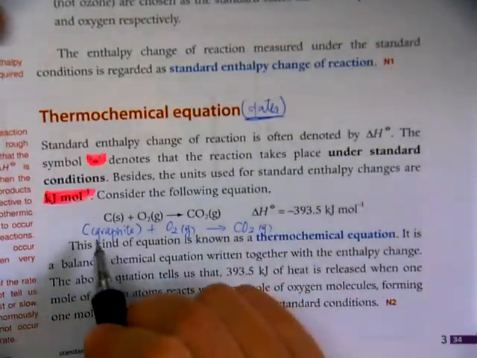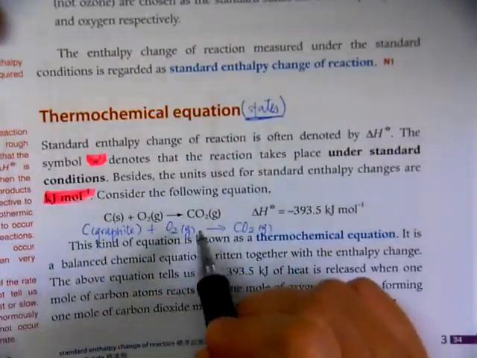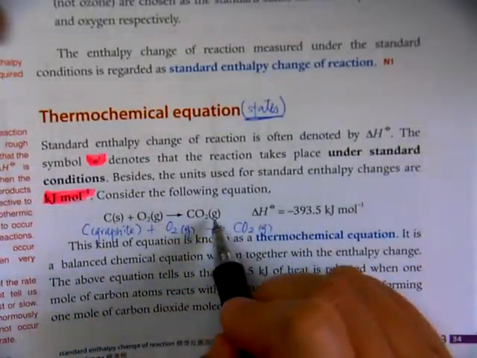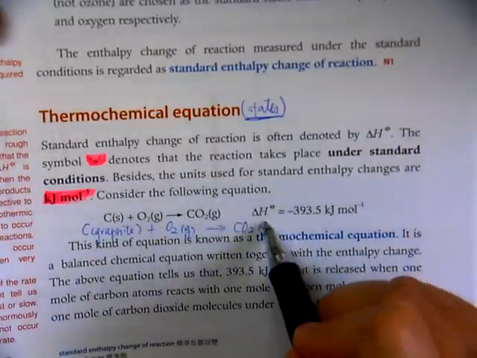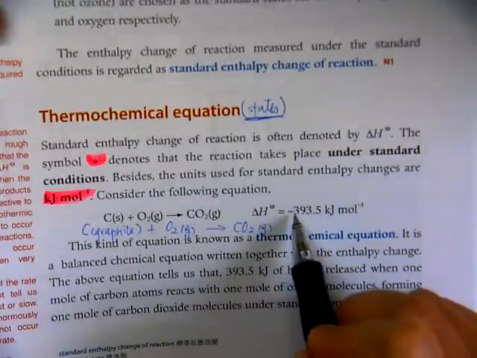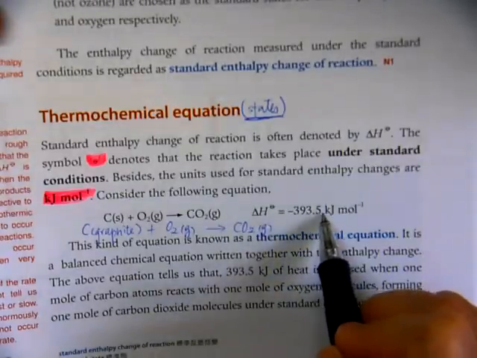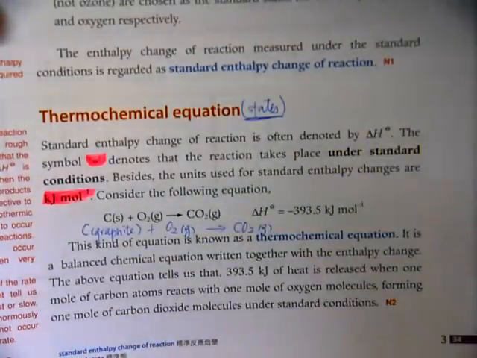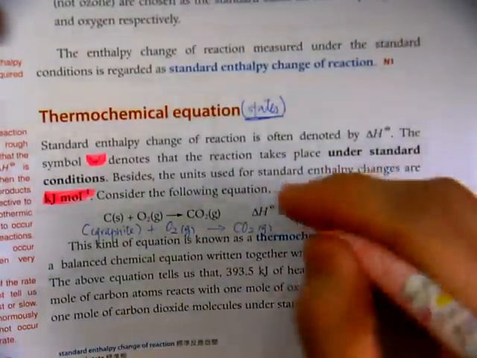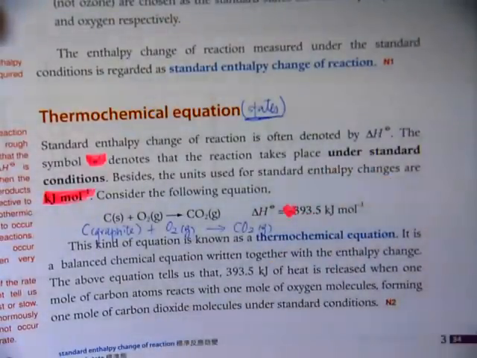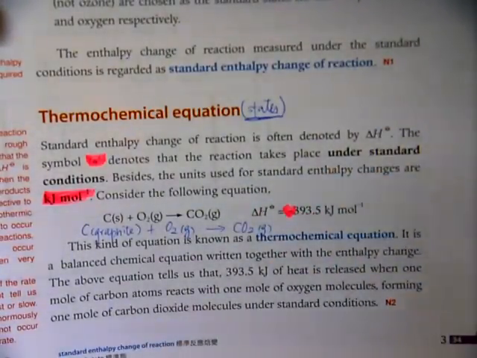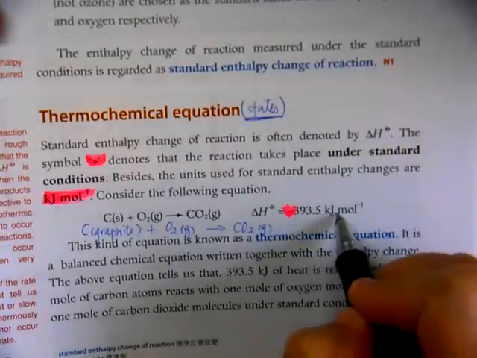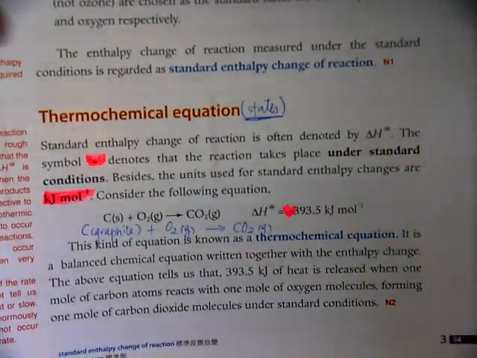Okay. Next, please check, is that balanced? Yes. Okay. And then after the equation, we will write down delta H, which is negative 393.5 kilojoule per mole. Negative, do you remember what is the meaning of negative? Negative means exothermic. That means 393.5 kilojoule of heat is released.